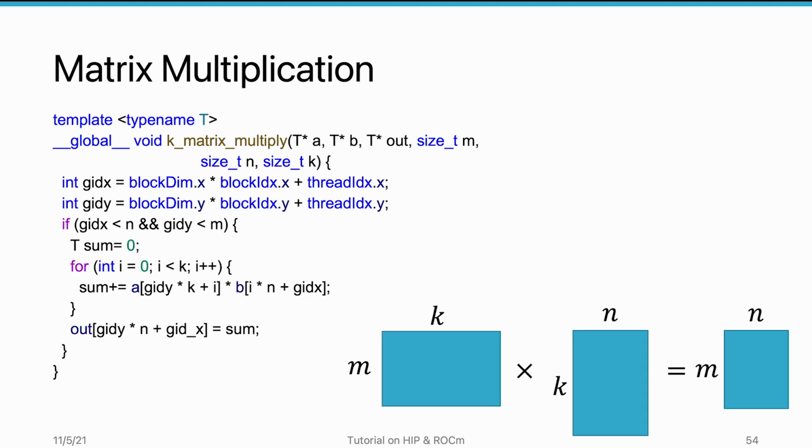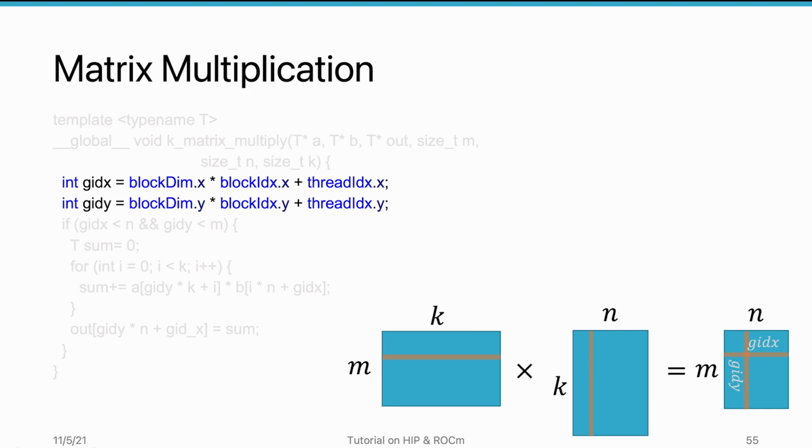With matrix multiplication, we have also seen this common naive implementation before. We have one input matrix that is m by k, and the other matrix is k by n, and the output matrix is m by n. For each thread, we can simply calculate one output point in the m by n matrix. So here, we calculate the global ID x, global ID y, and if these global IDs are within this output matrix, then we start to calculate the accumulated sum.